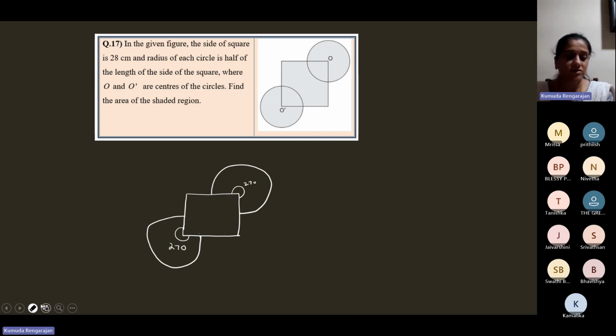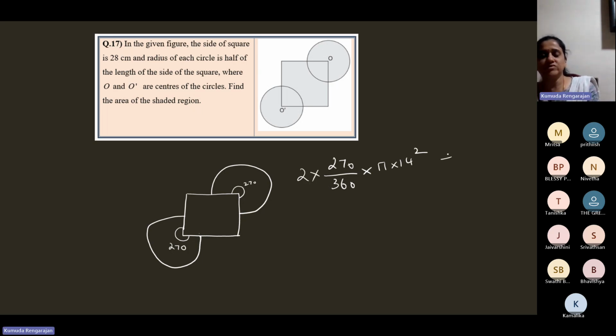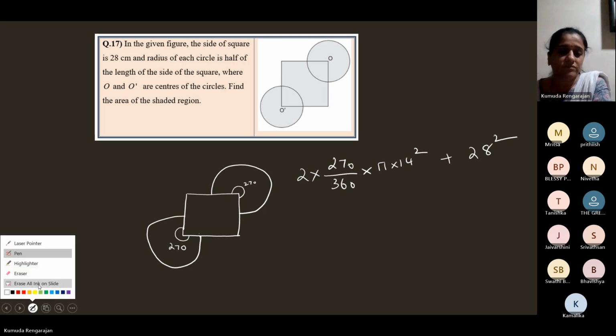So area of the shaded region is equal to 270 by 360 into pi into r square, r is 14, like this into 2, plus the area of the square, 28 square. Area of the square is a square, 28 square. Plus we have two major sectors and the angle in the major sector is 270 degrees. So 2 into 270 by 360 into pi r square, where r is 14. Please take it down.